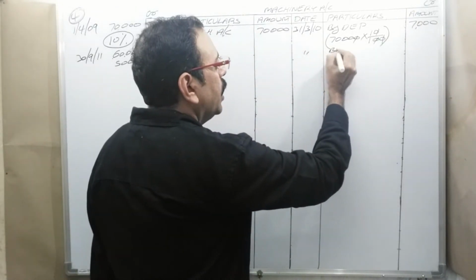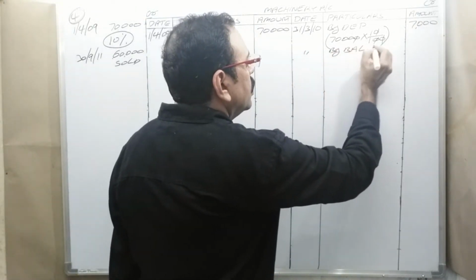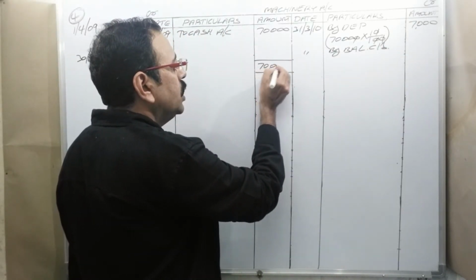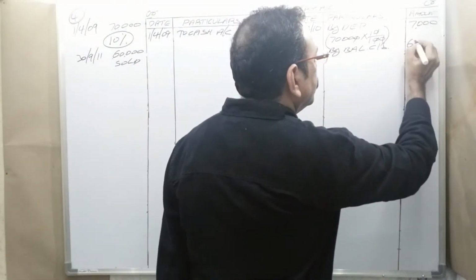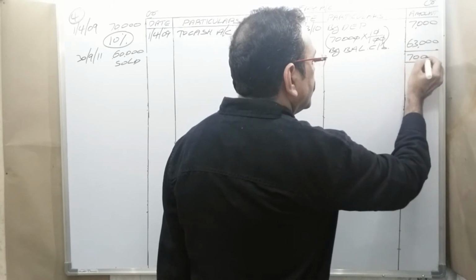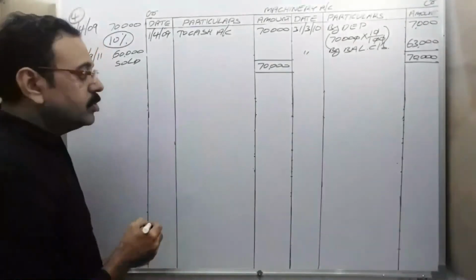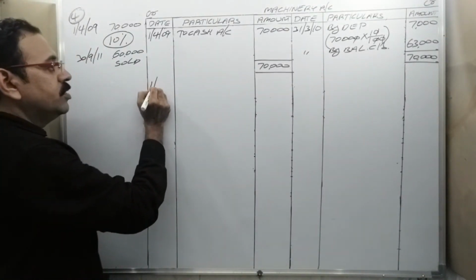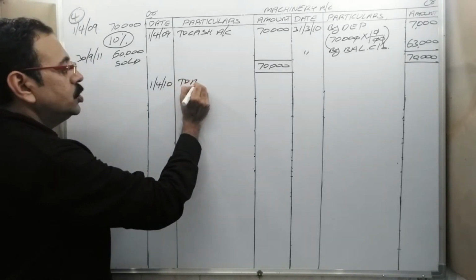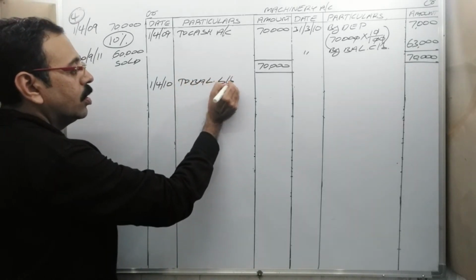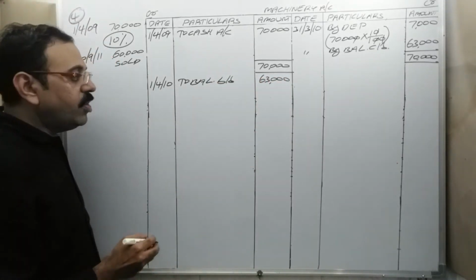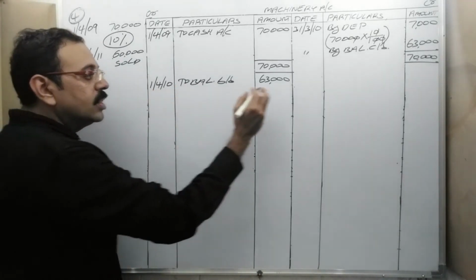Then on the same day, by balance carried down, 70,000 minus 7,000, 63,000 rupees. First year is completed. So bring the balance to the second year. 1st April 2010, to balance brought down 63,000 rupees. Okay. And what is the last date of the second year?